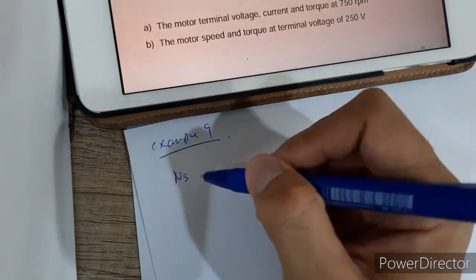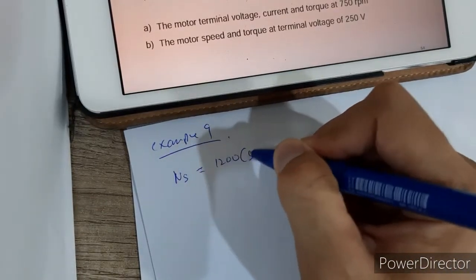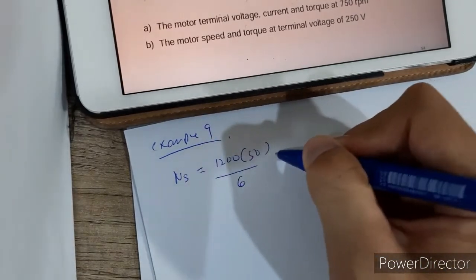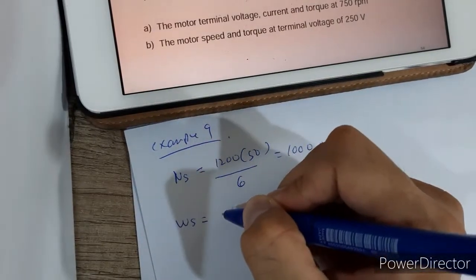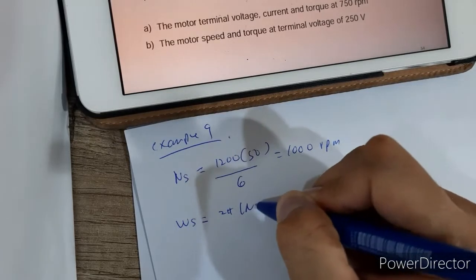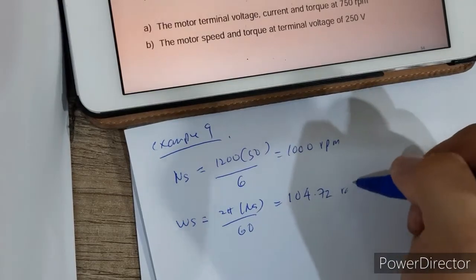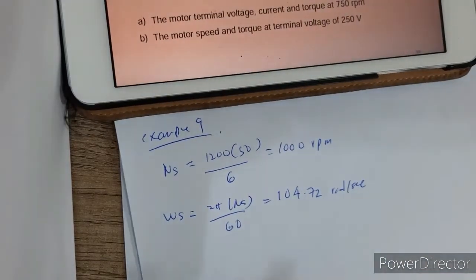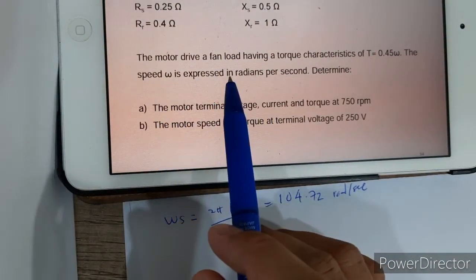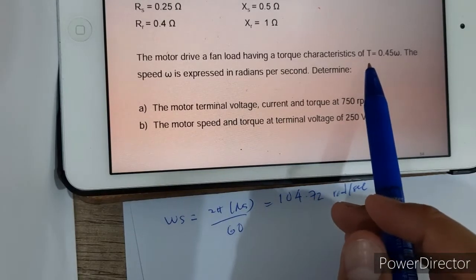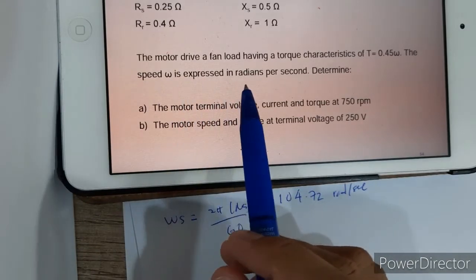These are the parameters that we usually determine first. NS equals 120F over P. P is 6, so NS is 1000 RPM. And then we can determine omega S, which is 2 pi NS over 60, equal to 104.72 radian per second. In this question, the motor drives a fan load having a torque characteristic of T equals 0.45 omega, where the speed omega is expressed in radian per second.